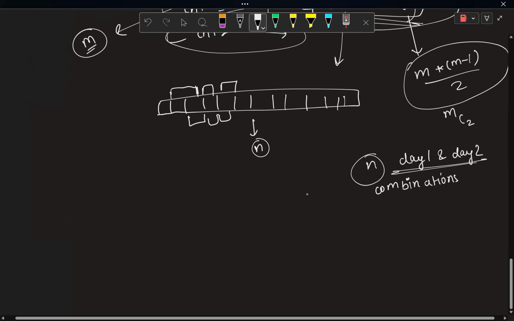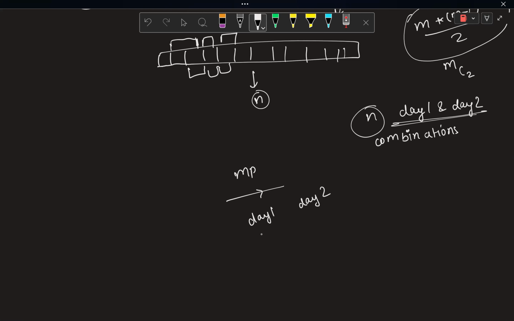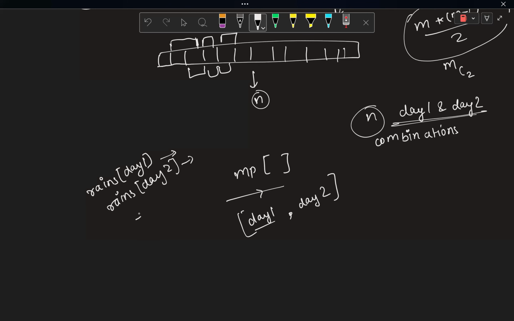Now what you can do is, for all these combinations which you have stored inside a map, you can iterate over them. For all the combinations, you will have 2 days, day 1 and day 2. Rains of day 1 will tell you how many cities will remain dry if you avoid rain on day 1, and likewise for day 2, and in the map, you know how many cities will remain dry if you avoid rain on both of these combined. So add that thing as well.